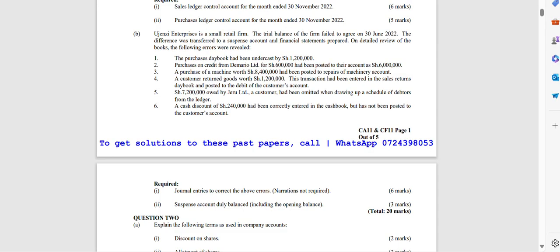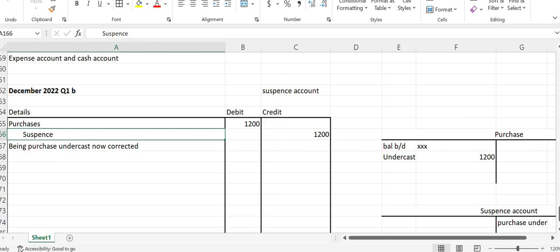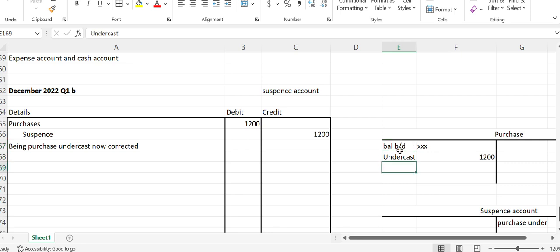So we continue. Number 2, purchases on credit from the Mario Limited. Okay, so the company bought some goods on credit from the Mario Limited worth 600,000, which had been posted to the account as 6 million. Their accounts, you see, they have said their account as 6 million. So we have purchases account here and the Mario. So let us open the two accounts.